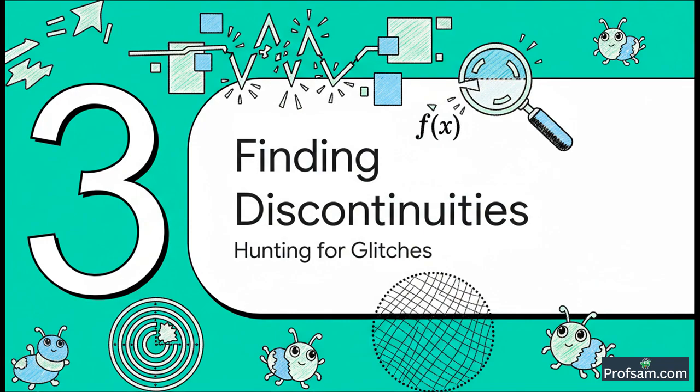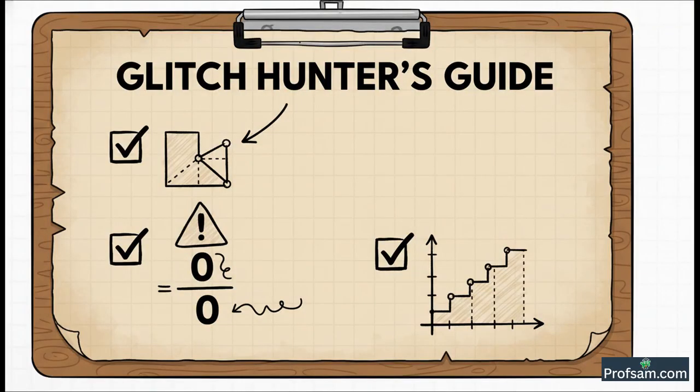Okay, let's level up to our next skill, glitch hunting. Sometimes a question won't give you a specific point to check. Instead, it'll just ask you to find all the points where the function is discontinuous. So where do you even start looking? Well, here's your treasure map.